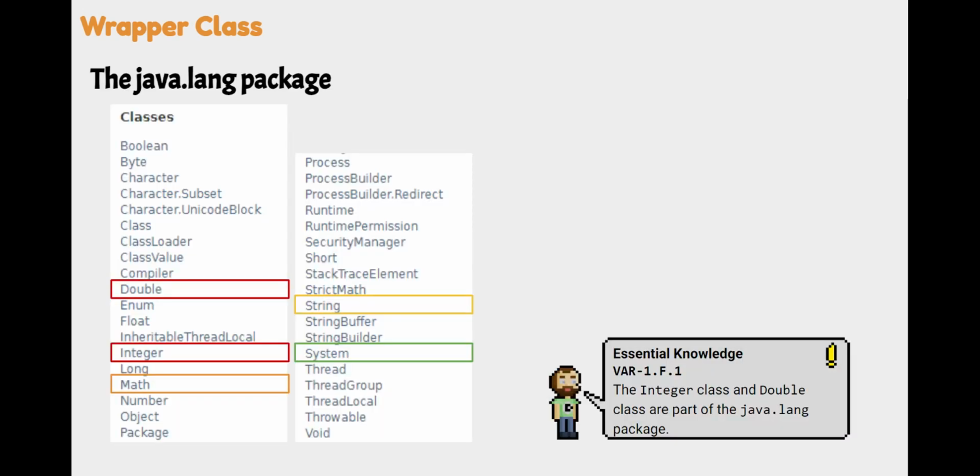We've already been looking at some classes from the Java Lang package. We've previously looked at the String class and String methods. Now we're going to be looking at the Integer class and the Double class. This aligns with our essential knowledge. The Integer class and Double class are part of the Java Lang package.